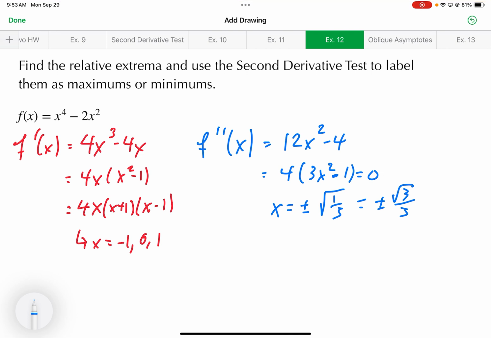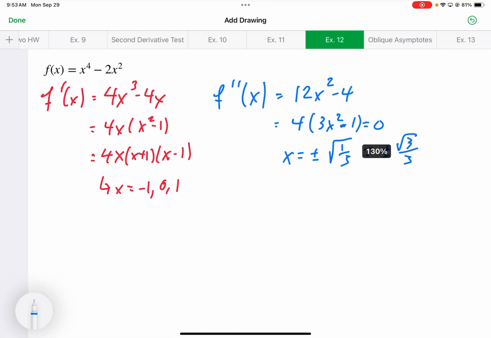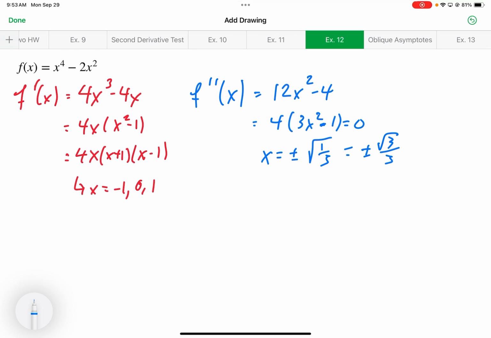Okay with that? Add 1, divide by 3. You can divide by 4, ignore that. Add 1, divide by 3, and then take the square root, so square root of a third. All right, so then what I need to do is take those values and plug them into my first derivative, okay? Now you can do this one of two ways. Plugging in square root of 3 over 3 is not super easy. Would you guys agree?